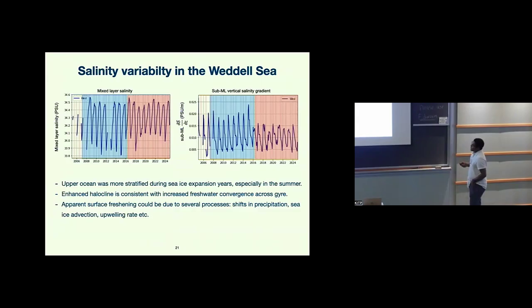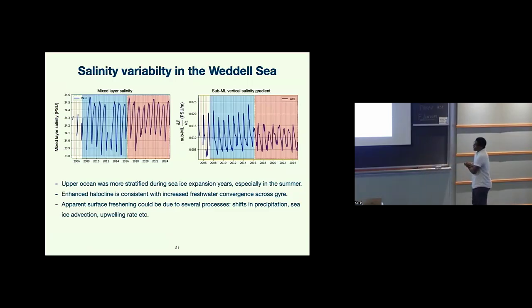What you can see is that for the ice expansion period, summertime mixed layer salinity was a lot lower, and in general, on average, the upper ocean was fresher. And the gradients below the mixed layer were also a lot sharper. So what we see is that the ocean was more stratified during the ice expansion period, and that possibly could have been suppressing the ventilation of warm water.